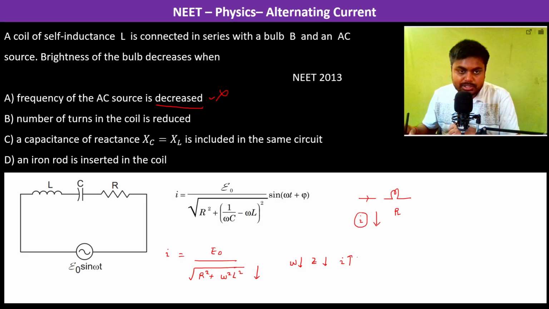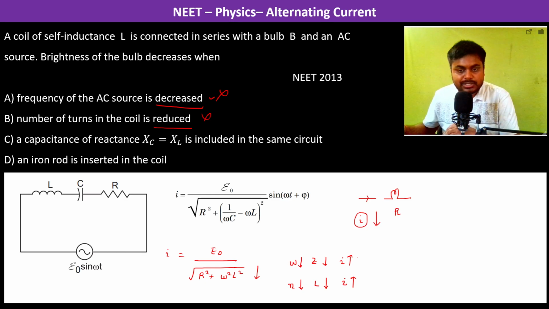Number of turns in the coil is reduced. Okay, so when the number of turns in the coil, which is the self-inductance, N is reduced, so the L also gets reduced, so therefore the current is going to increase. Gone. Capacitance is included in the same circuit.